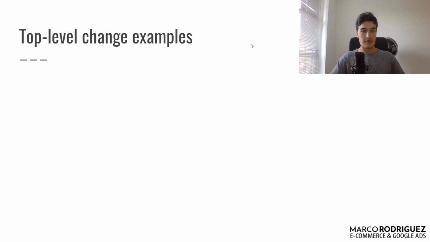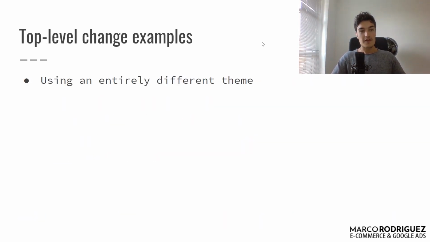And then we have the top level change examples. Here, you could, for example, use an entirely different theme. So this is for people that are struggling with sales, they're barely getting sales, they're not getting too much traffic, so testing a small thing would take a lot of time. But changing the theme entirely, of course, is such a drastic change that just with like 50 clicks a day or 100 clicks a day for a couple of days, you should notice some sort of difference already.